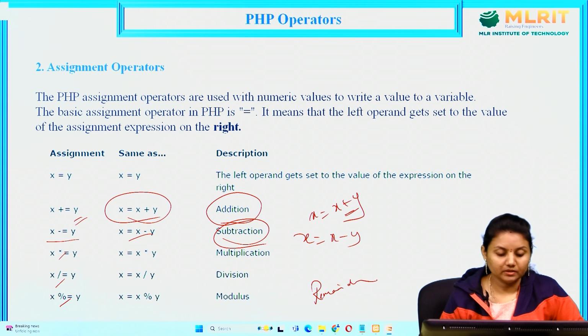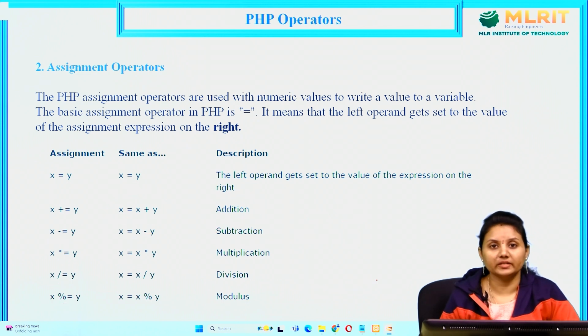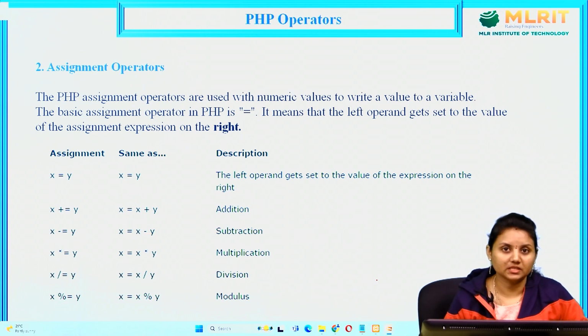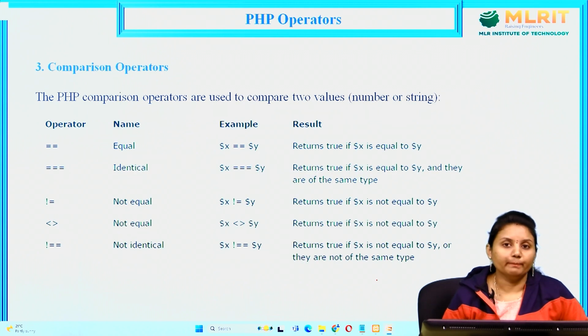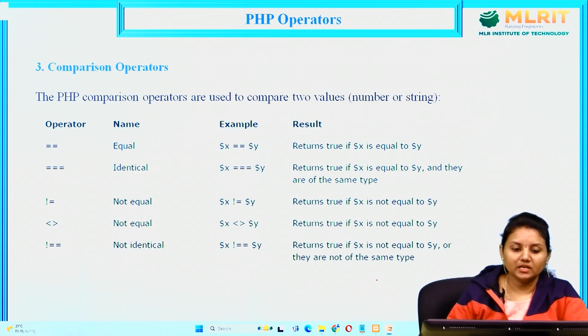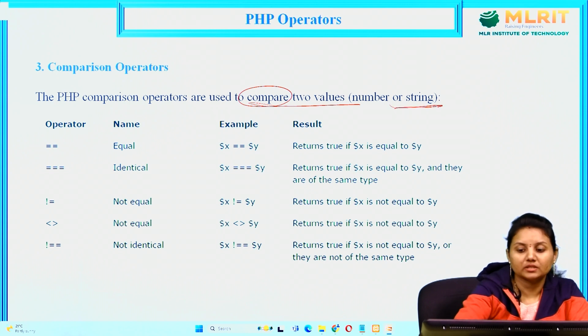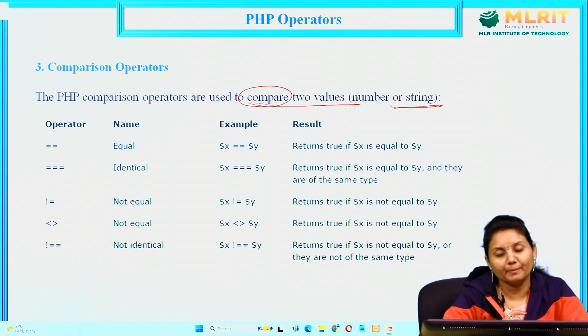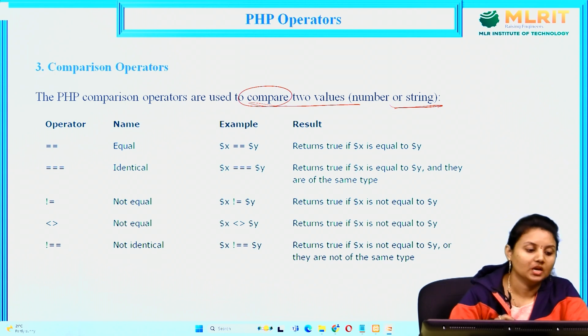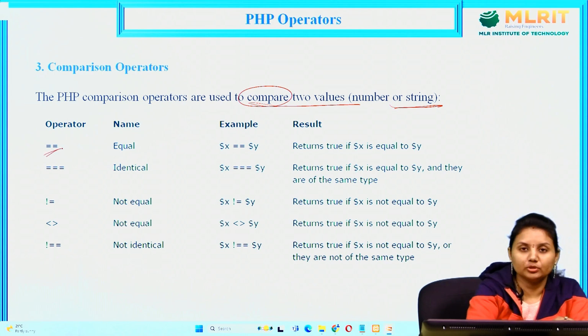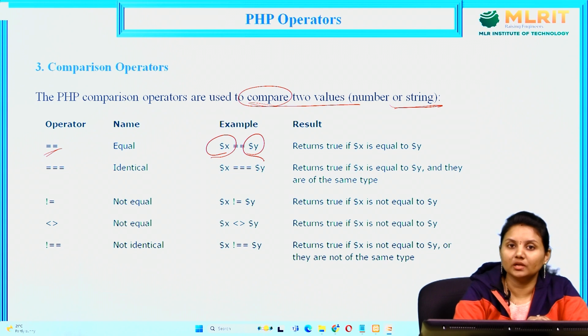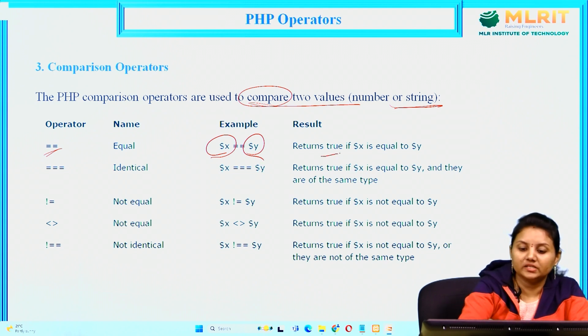and where it assigns the right hand side value to the left hand side variable. Comparison operators. PHP comparison operators are used to compare two values, whether number or string. If you are comparing two things or two strings, then it will return the boolean value. Suppose if you wanted to compare two strings, we will give double equals to compare whether x and y are equal or not.